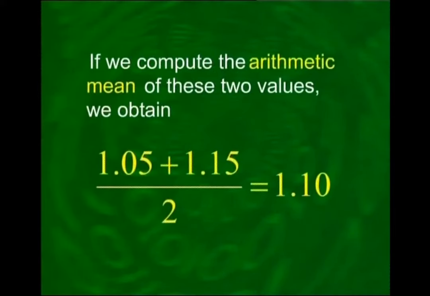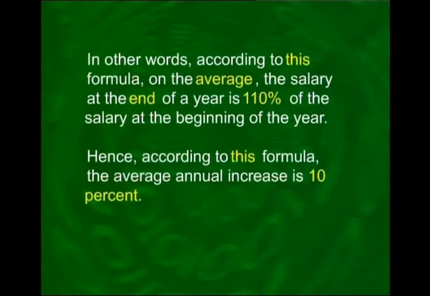Now, students, if we compute the arithmetic mean of these two values, we obtain (1.05 + 1.15) divided by 2, and that is equal to 1.10. In other words, according to this particular formula, we can say that on the average, the salary at the end of a year is 110% of the salary at the beginning of the year. In other words, according to this formula, the average annual increase is 10%.